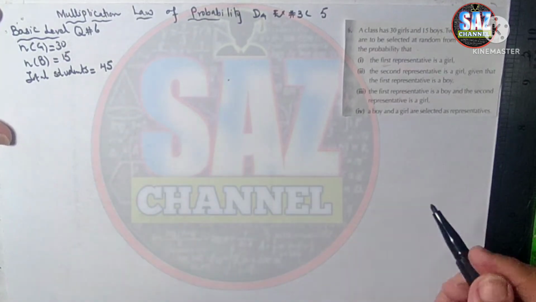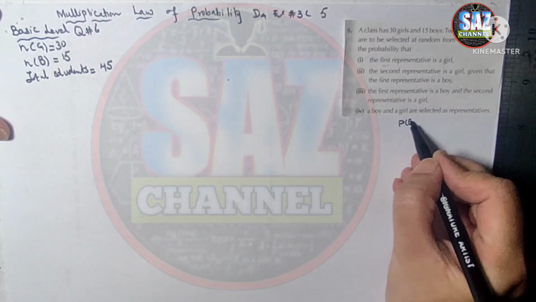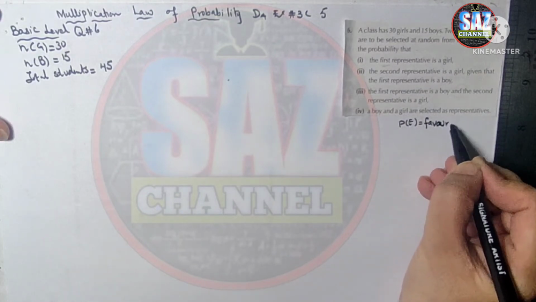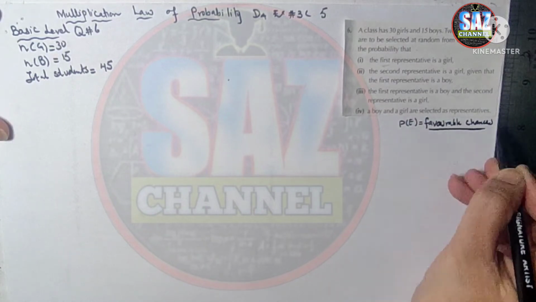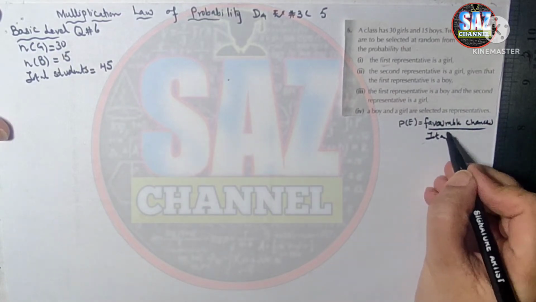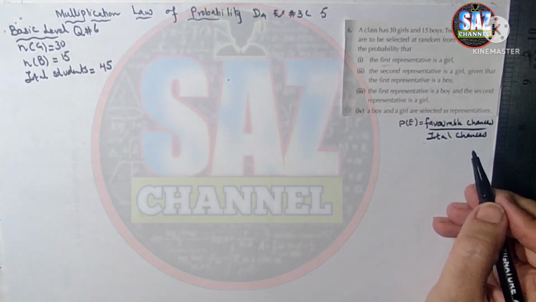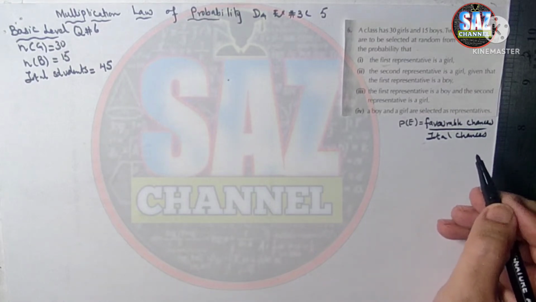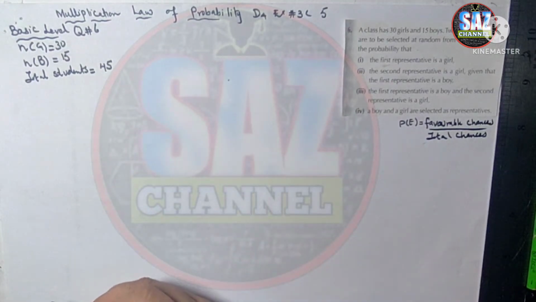Because the formula of probability is: probability of any event equals favorable chances upon total chances. So in order to get the probability of either the selection of a boy or a girl, we need to write the fraction, and for the fraction the denominator has to be the total. So we need to find the total for that reason.